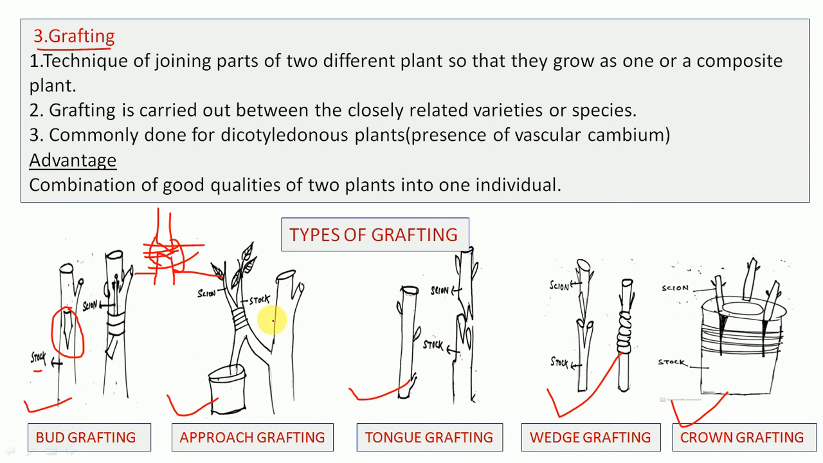Now this is approach grafting: this is one plant stock and this is another plant and we are binding them. Now tongue grafting, already discussed. Okay, now wedge, what happens? Here, see, there is a wedge shape and another is attached in an angular way. This is wedge grafting. Now crown: you see here this trunk, the diameter is quite large. In that case many scions can be inserted over here. So this is crown grafting.